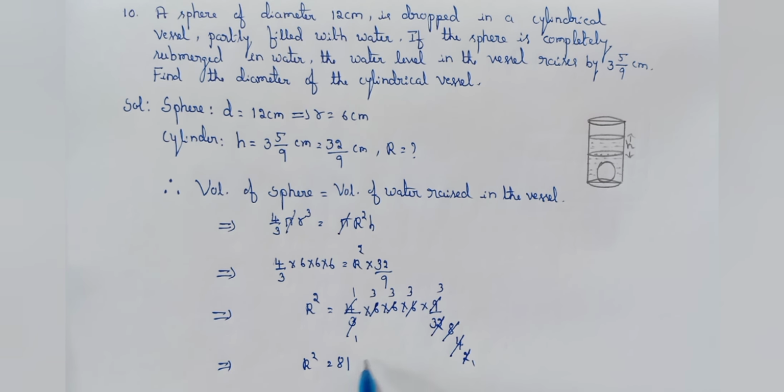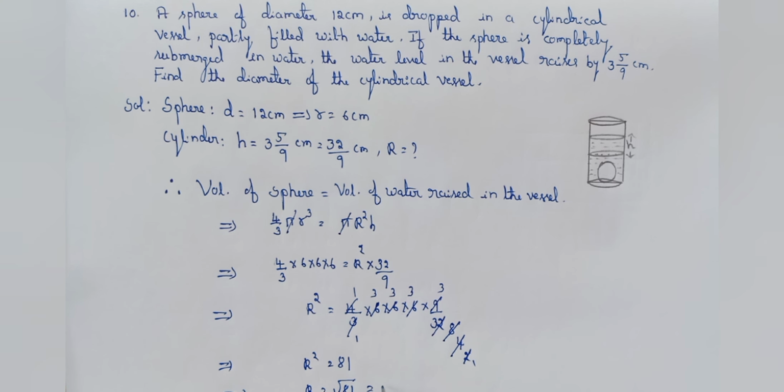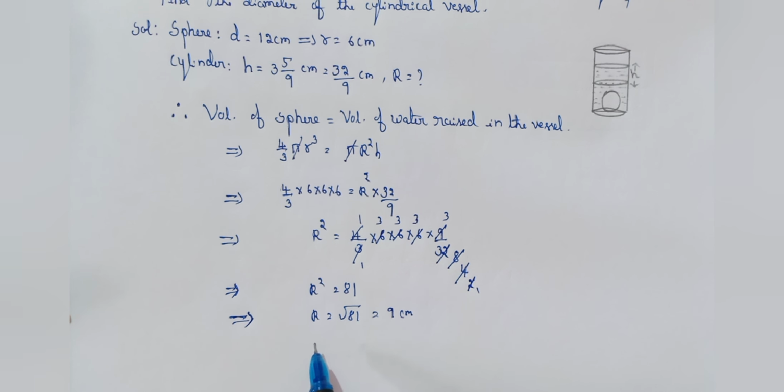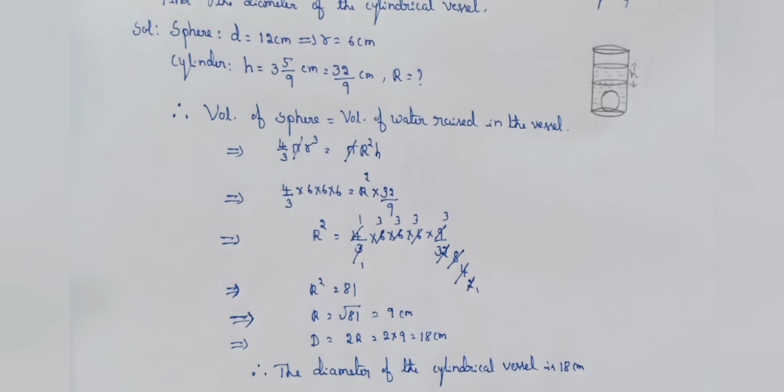So r square is equal to 81. So r is equal to square root of 81. The square root of 81 is 9 centimeter. The radius of the cylindrical vessel is 9 centimeter. Then diameter is equal to 2r. 2 into 9, 18 centimeter. Therefore, the diameter of the cylindrical vessel is 18 centimeter.